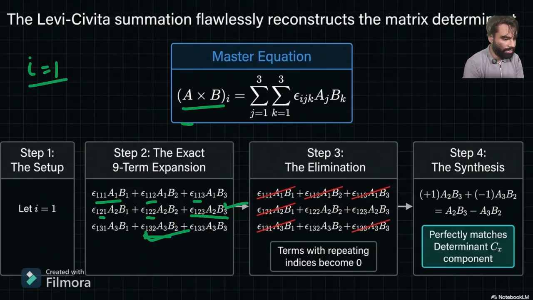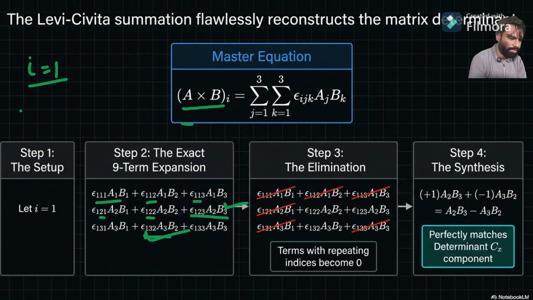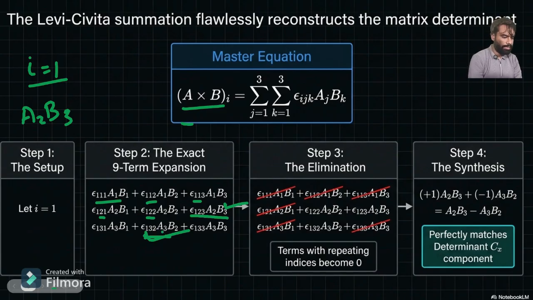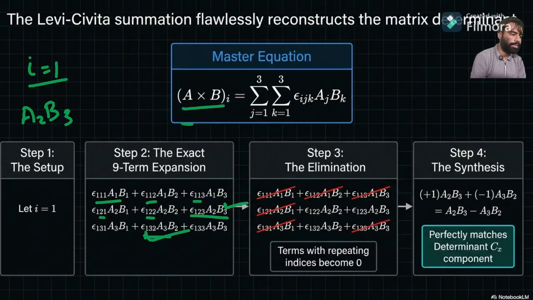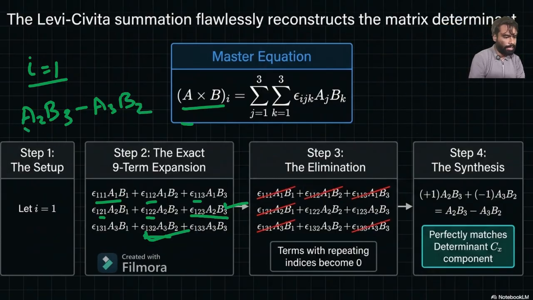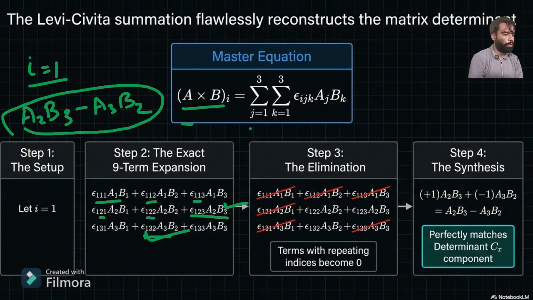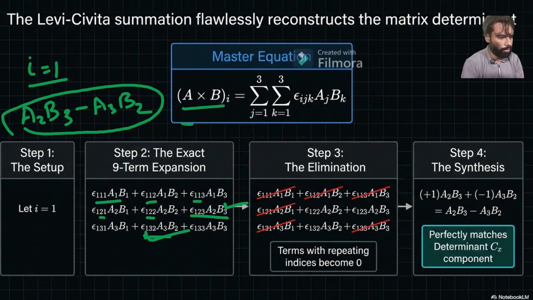When 1 2 3 is there, that is forward cyclic, so it is plus 1, and we get a2 b3. For 1 3 2, it is backward cyclic, which gives you the minus 1, so minus a3 b2. Now this is the result of the cross product in the ith component, meaning the first coordinate component, if you are talking about the x component.